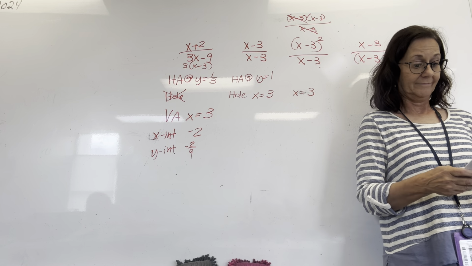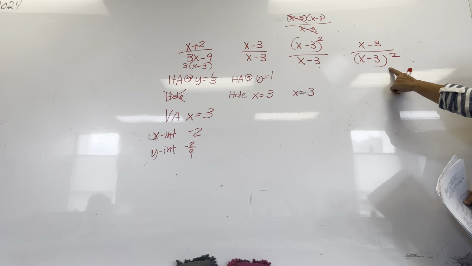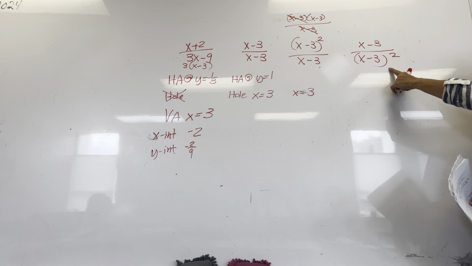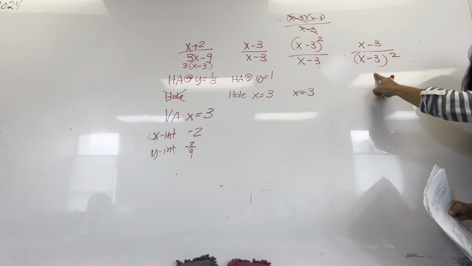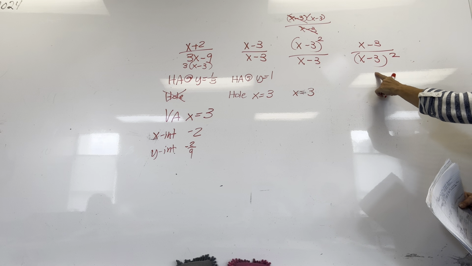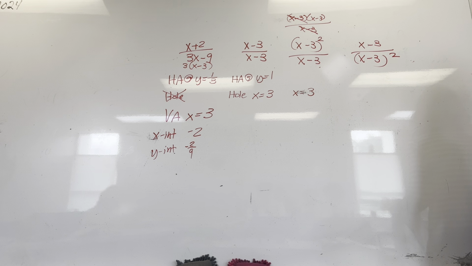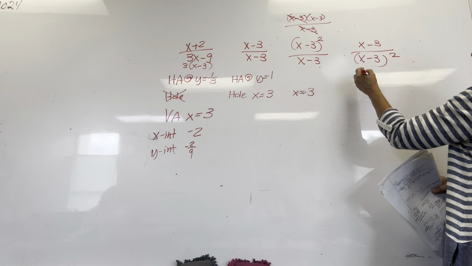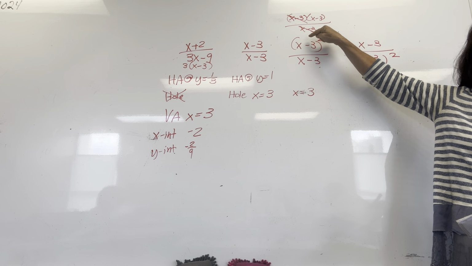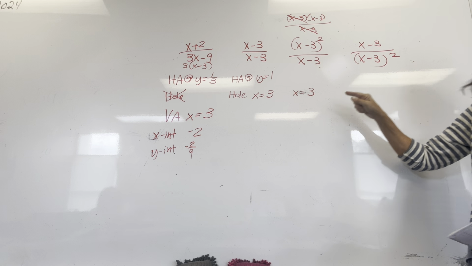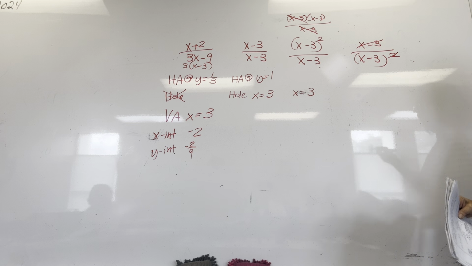Got it? This one is not a hole. It does not completely cancel out. This is a vertical asymptote. When I can cancel the denominator, there's going to be a hole in the graph. When I cannot cancel out all of the denominator, there's a vertical asymptote.